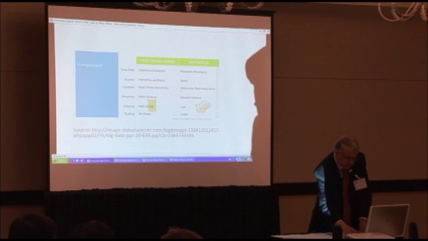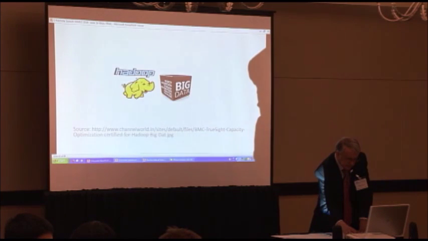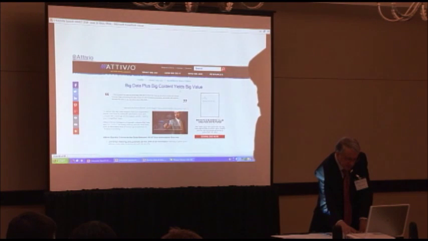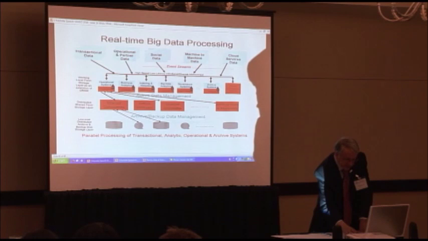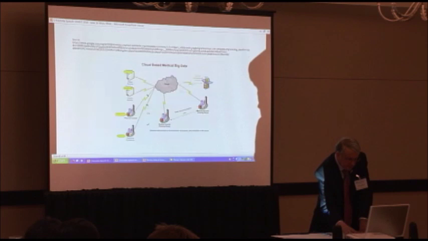And this compares traditional relational database management systems and MapReduce, what they can do, the structure of big data, MapReduce, and so forth. Big data analytics, big data plus content yields a big value. Real-time big data processing is a whole big important area. It also involves cloud computing and so forth. Here we have the top 10 in the world cloud structures for intensive computing using big data, storage systems from Microsoft and so forth. Amazon.com is number 1, and SoftLayer, Cloud Layers in Dallas is number 10.